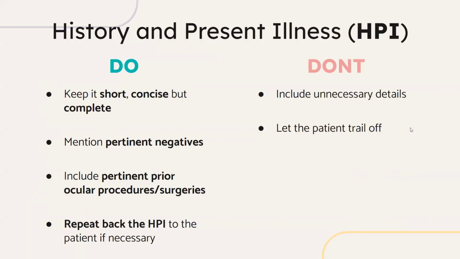Sa HPI naman, so you need to keep it short, concise, but complete. And you also need to mention yung pertinent negative. So, I would argue na yung pertinent negatives nga, minsan mas important pa siya dun sa mga pertinent positives eh. Kasi it allows you to rule out some of the more important na diseases. The next would include pertinent prior ocular procedures or surgeries. So, naoperahan na ba si patient before? Which eye? And kailan pa naoperahan, no?